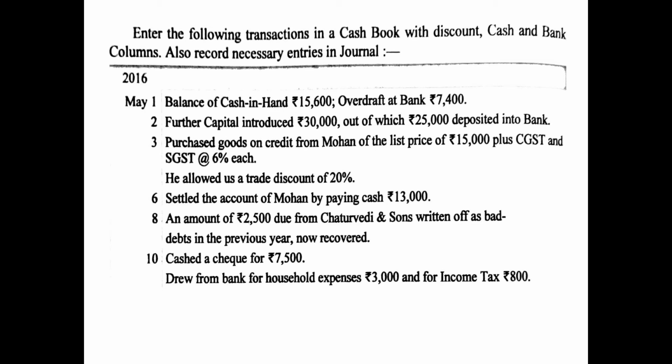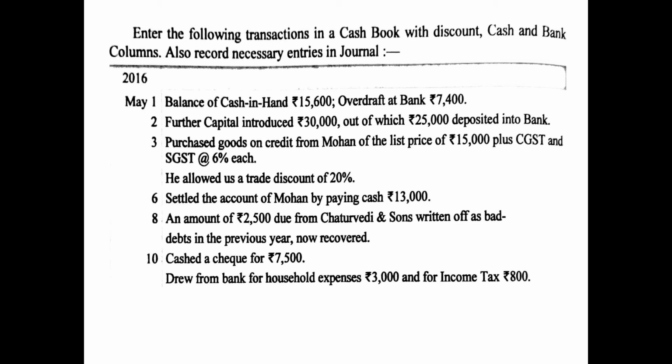Then May 8th, an amount of 2,500 due from Chaturvedi and Sons, written off as bad debts in the previous year, now recovered. This is the case of bad debts recovered. Again it is a receipt, money is coming in, so on the debit side you will show it as to bad debts recovered account, and the amount will be written in the cash column as 2,500 because it is not mentioned that it is received through check.